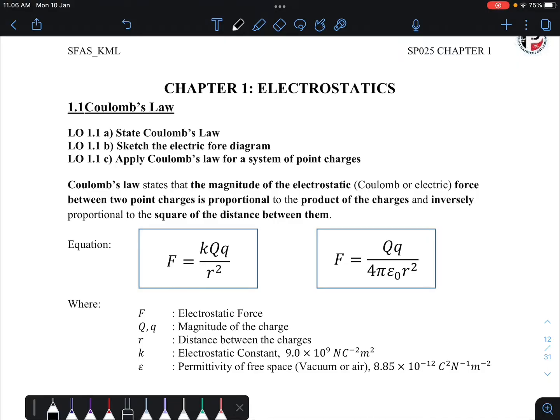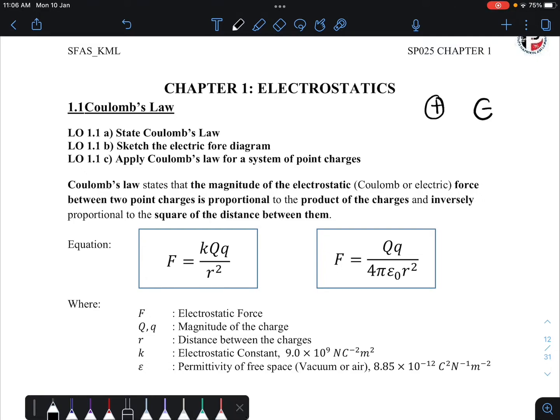So there are 4 subtopics in this chapter. However, in this video, we are only going to look at 1.1 Coulomb's law. Before we look at Coulomb's law, let us first understand what the term electrostatic means. Electrostatic means electric charge at rest. And we know electric charge has 2 types. One is a positive charge and another one is a negative charge.